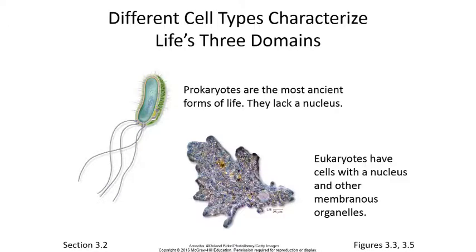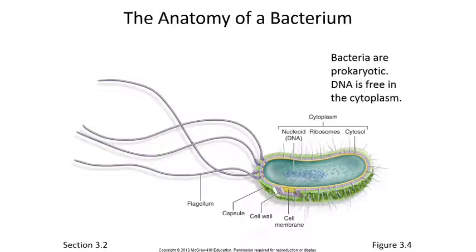There are two types of cells, prokaryotic cells and eukaryotic cells. Prokaryotic cells came before eukaryotic cells. Prokaryotic cells do not have a nucleus. Eukaryotic cells have a nucleus where the DNA can be found. Bacteria and archaea are prokaryotic cells.